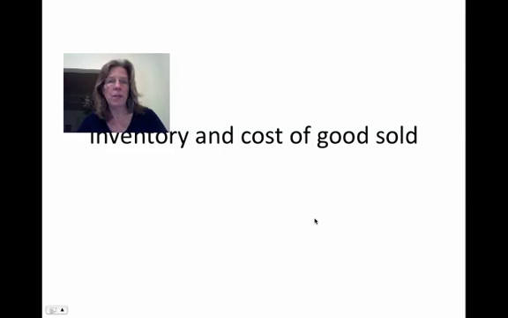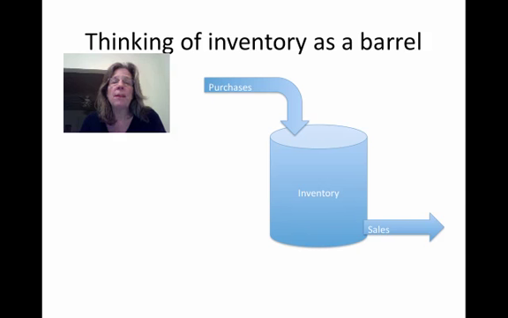So we're going to go ahead and look at cost inventory and cost of goods sold and the relationship between the two. And in a time of constant prices, it doesn't really matter how we deal with inventory, but in rising prices or in price fluctuations, the way we handle inventory and cost of goods sold is quite important. And when we think about inventory, I often think about it as a barrel.